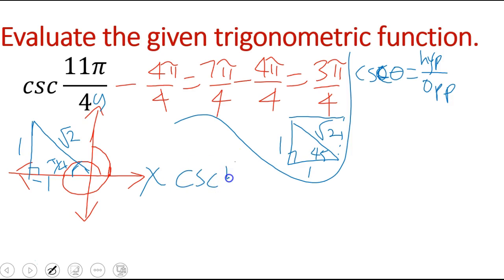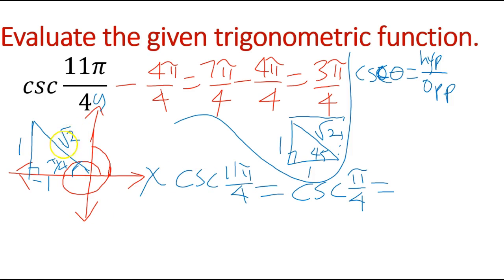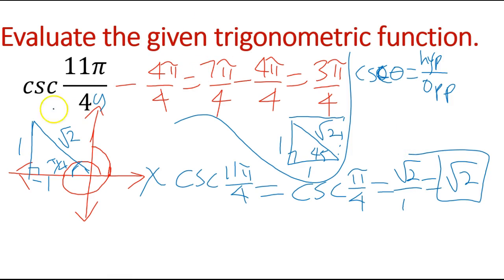So cosecant 11 pi over 4 is going to be the same thing as cosecant of the reference angle, which is pi over 4, and which is going to be hypotenuse over opposite. So the hypotenuse is square root of 2 over the opposite of the angle is 1, which will simply be square root of 2. That is how you evaluate this. Again, we find the reference angle first, because the reference angle helps us relate this angle to the angle we know, and then we can evaluate it.